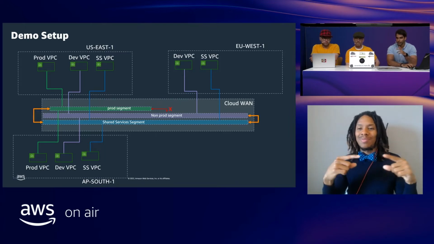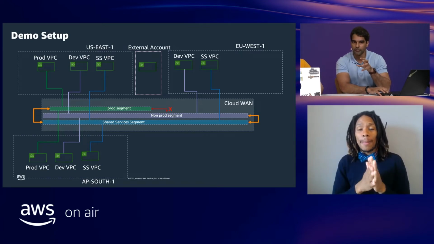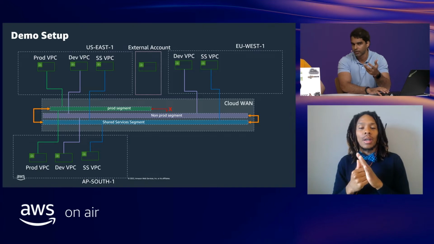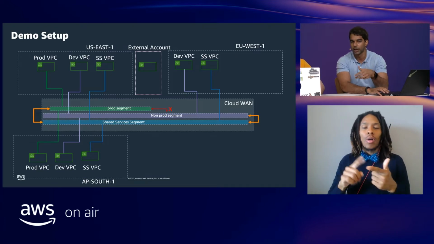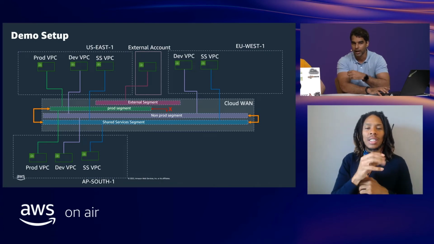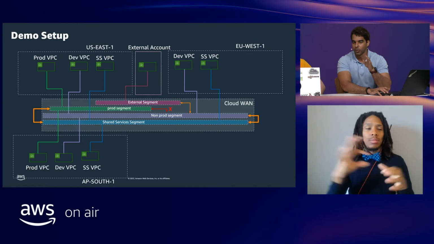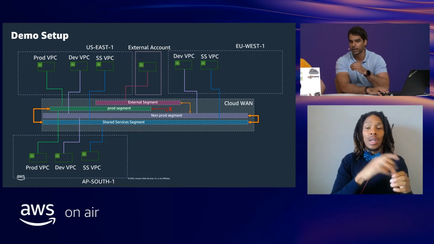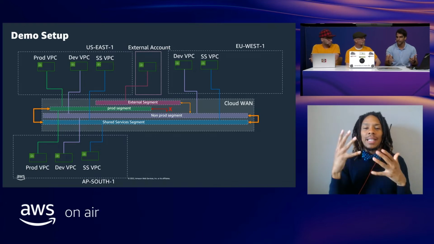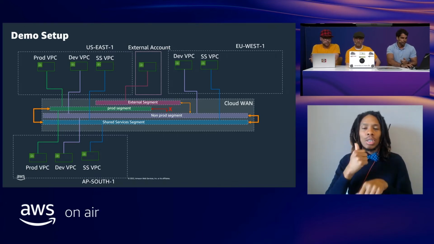Okay. Let's make it more interesting. What I'll also do is I'll create a VPC in an external account. This can be a partner account, a vendor account. Now you don't want that account to be communicating with your core segments. So I'll create an external segment, and I'll map the VPC to that segment. And I'll say the only access this external segment gets is to the non-prod segment, and nothing else. Right? So it's quite a detailed setup here. So we are going to implement that.